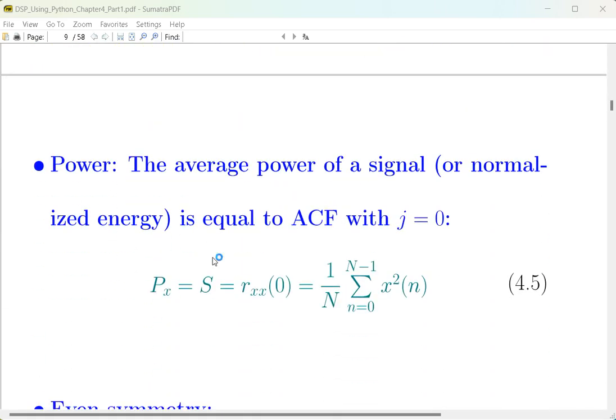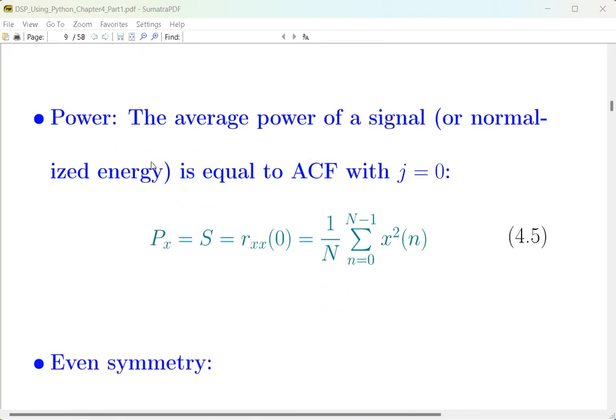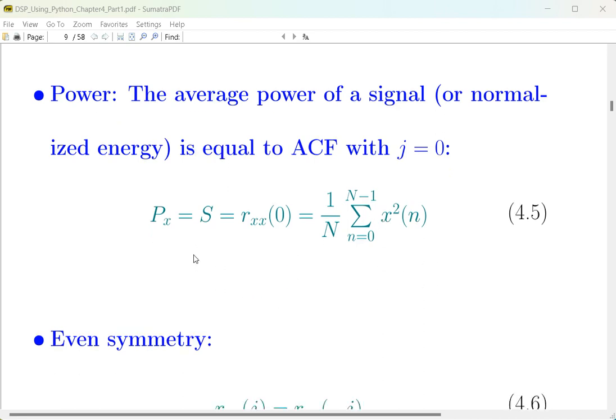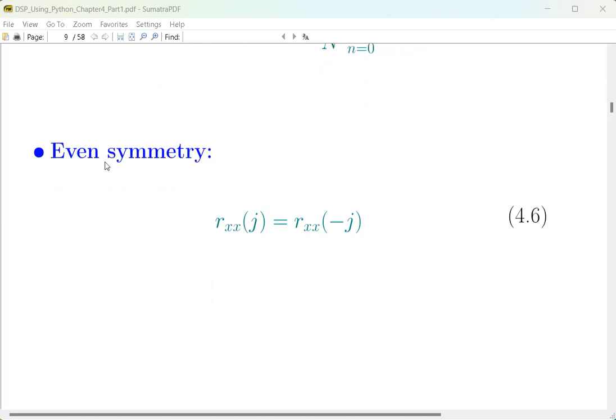Power. The average power of a signal or normalized energy is equal to ACF with j being equal to 0. Power is equal to r double x of 0, being equal to 1 over N, summation n from 0 up to capital N minus 1, x to the power of 2 of n. It shows the power idea. Even symmetry. R double x of j is equal to r double x of minus j.